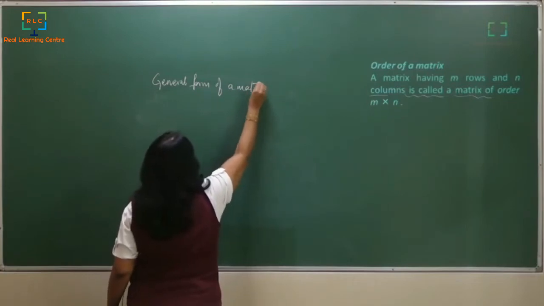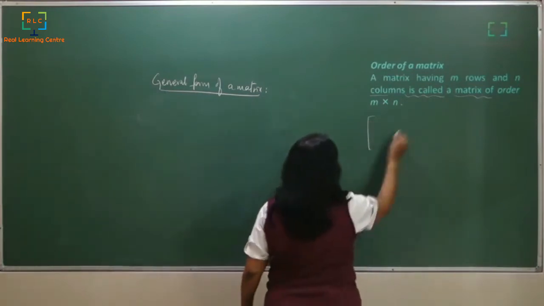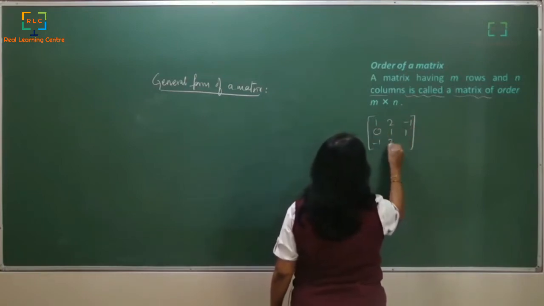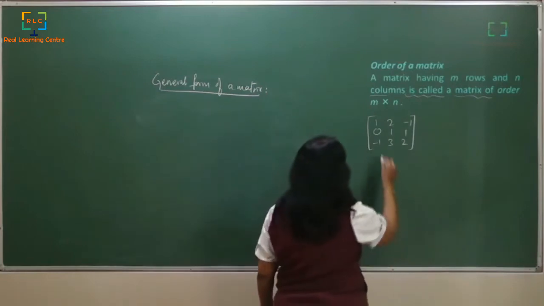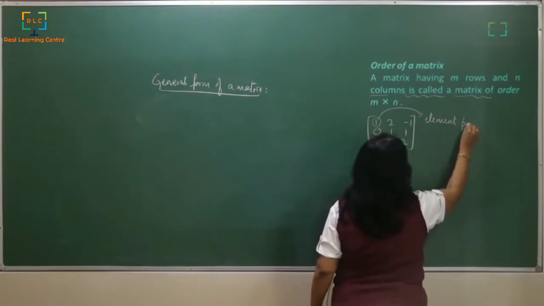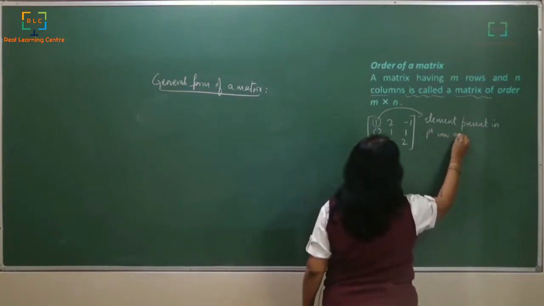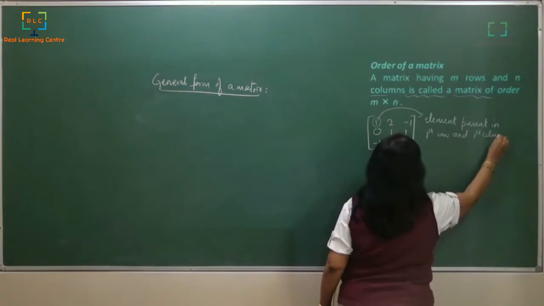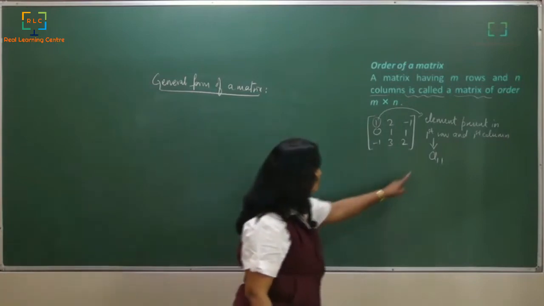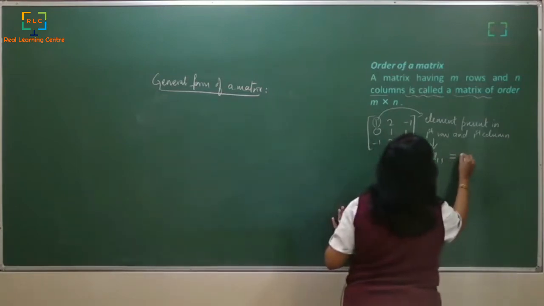How do you write it if it is not exactly numbers? So when I take a matrix 1, 2, minus 1, 0, 1, 1, minus 1, 3, 2, something like this, say this is the element present in the first row and first column. So it is nothing but A11. So A11 is the place where 1 is present. A11 is equal to 1.